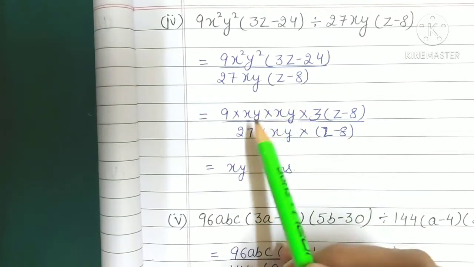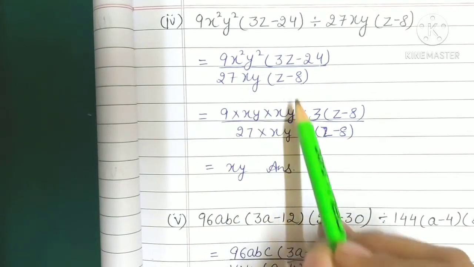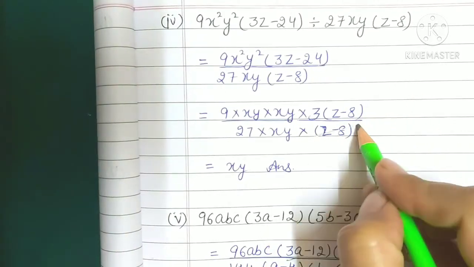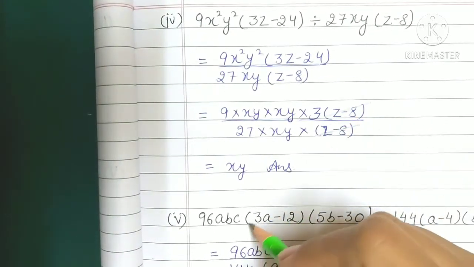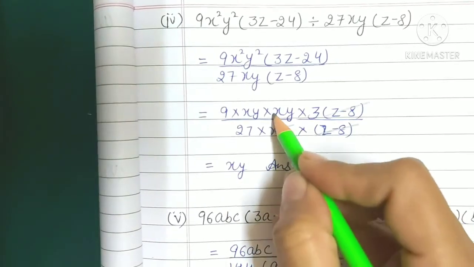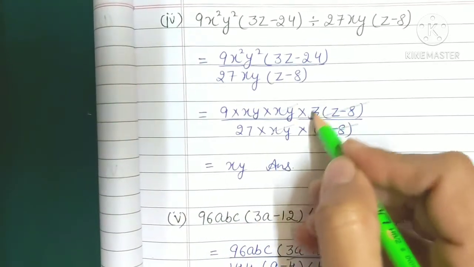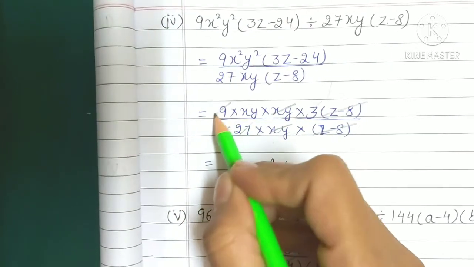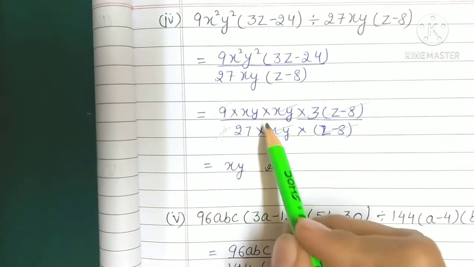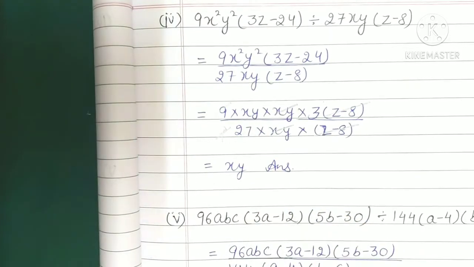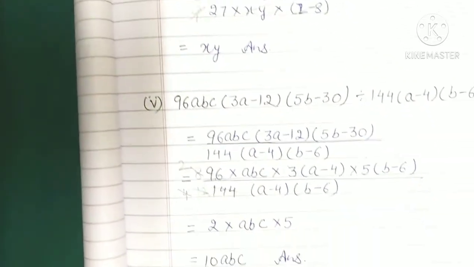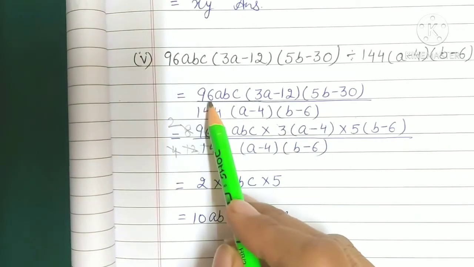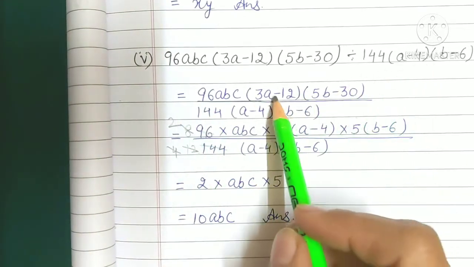And in the denominator, I have 27 multiply xy multiply (z minus 8). So we can see z minus 8 and z minus 8 is the common factor. We can cancel it. xy we can cancel. 3 ones are 3, 3 nines are 27, so 9 and 9 will be cancelled. So what is left? Only xy is left. That is the answer.